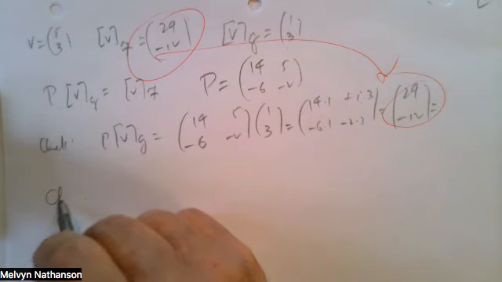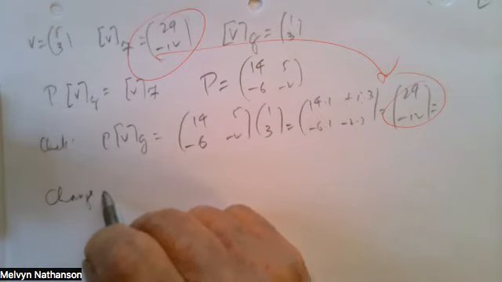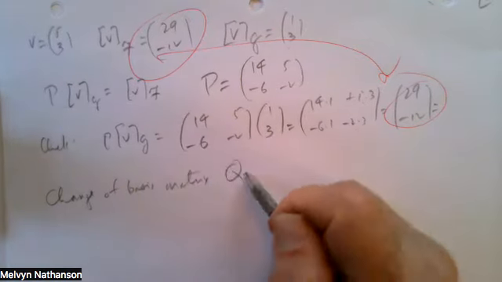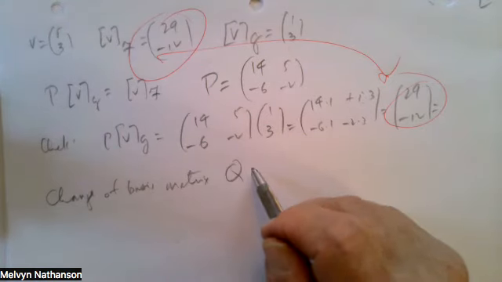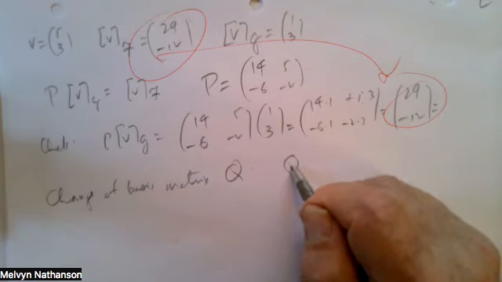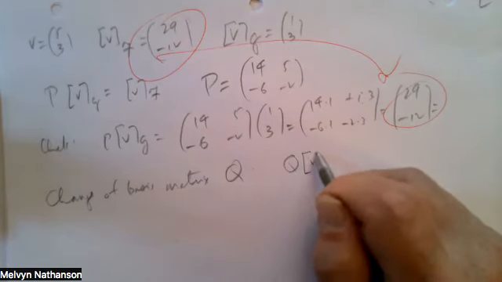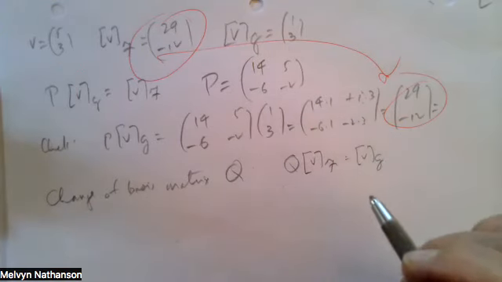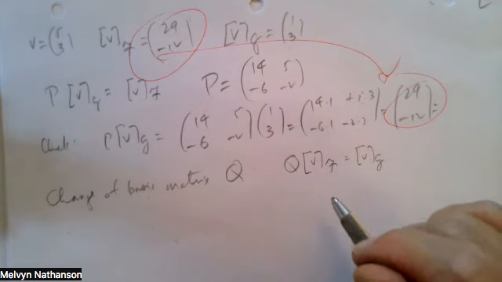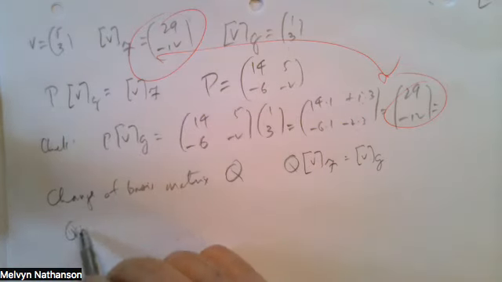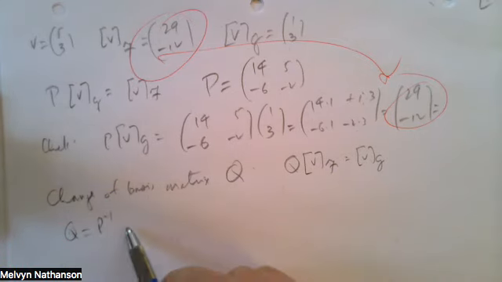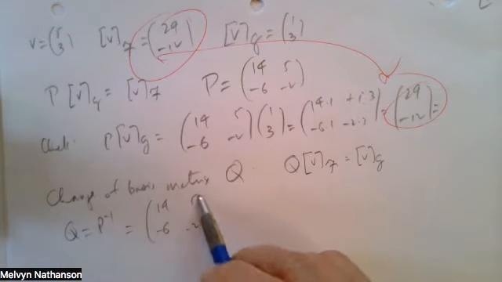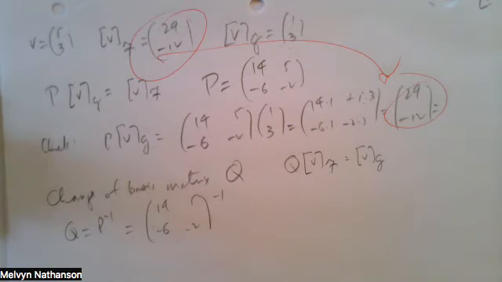Now, there is also a change of basis matrix Q from F to G. So this matrix Q will have the property that Q times the coordinate vector of V with respect to F is the coordinate vector for V with respect to G. And in fact, it's the case that Q is P inverse. So P is this matrix 14, 5, minus 6, minus 2. And we want the inverse of that.